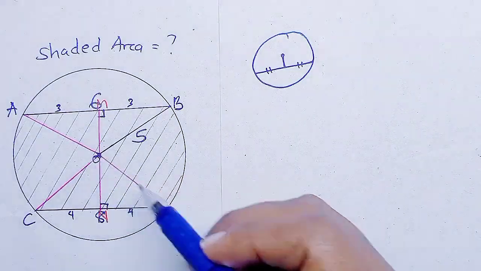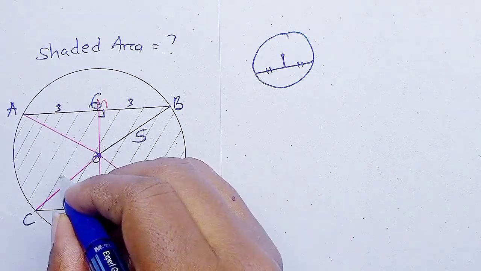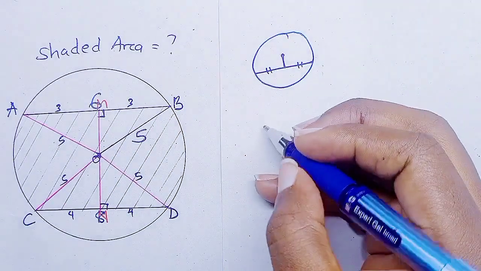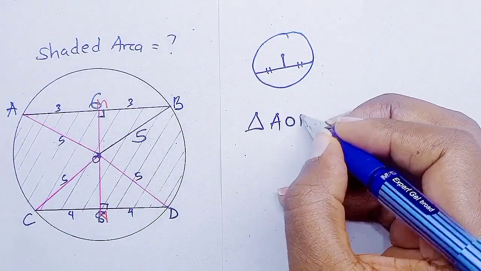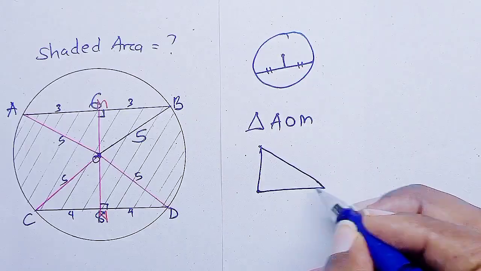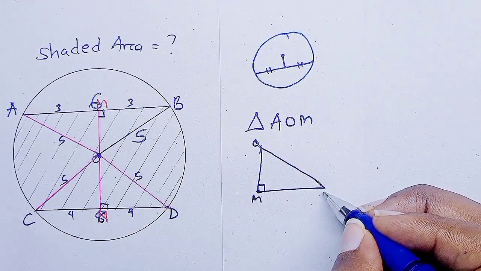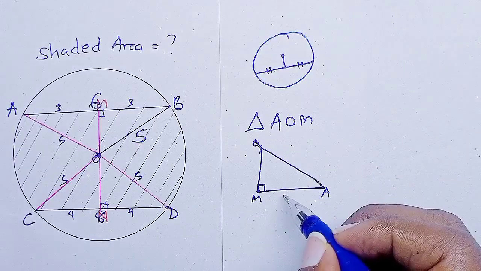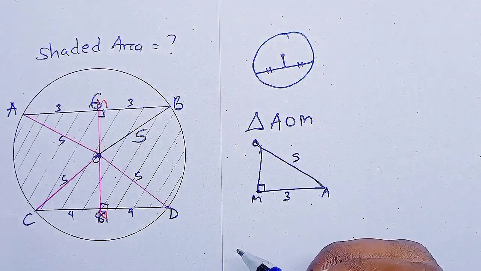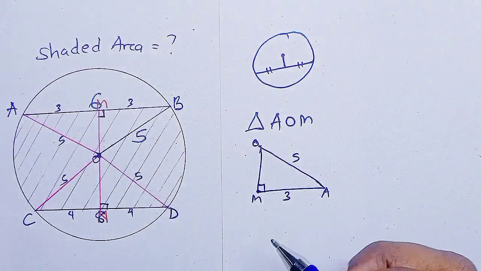Remember, these lines were coming from the center to the circumference. So this is also a radius, where we were given the radius as 5. So this is 5. This is also 5. This is also 5. Now, considering triangle AOM, this one here, this is a right triangle. This is O, this is M, and this is A. This is 3, this is 5. So we can use the Pythagorean theorem to find OM, to find this length here.